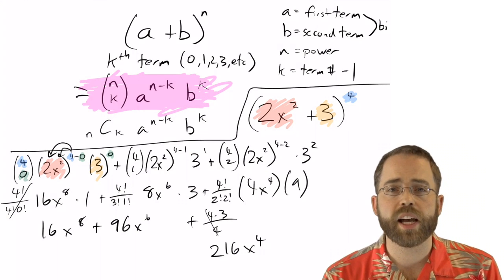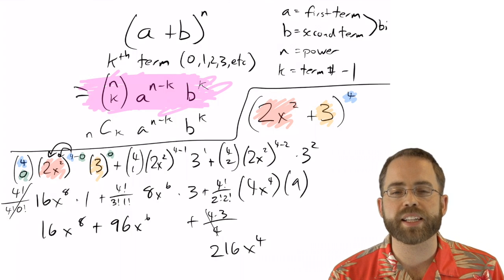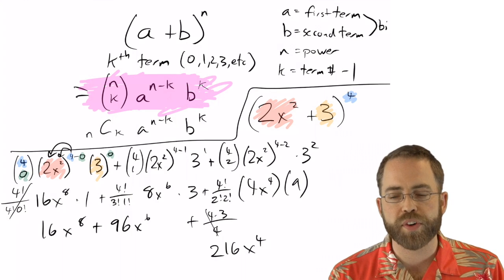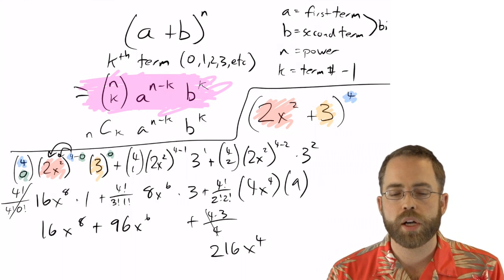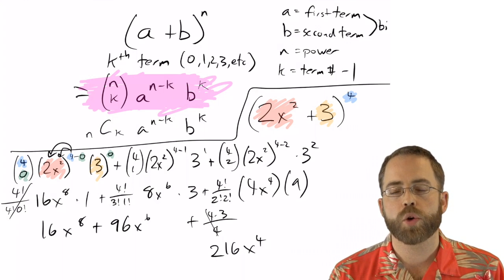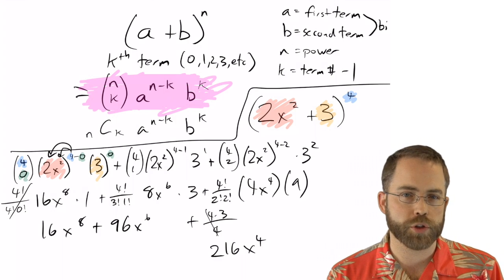All right, so you can see how this can keep going and going, and that we can expand anything. This allows us to find any given term of any given expansion that we want. So any binomial, no matter how scary, we can find a particular term in it.